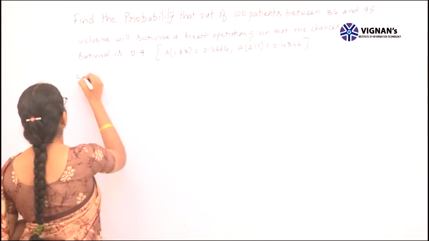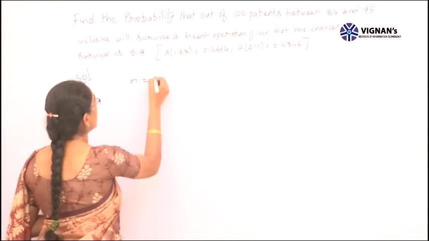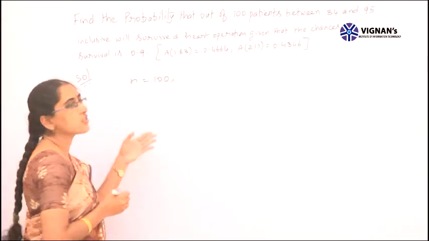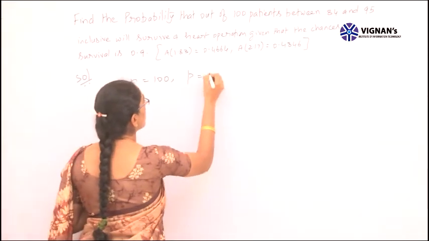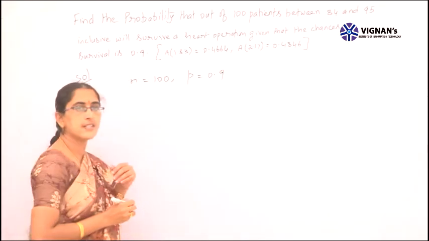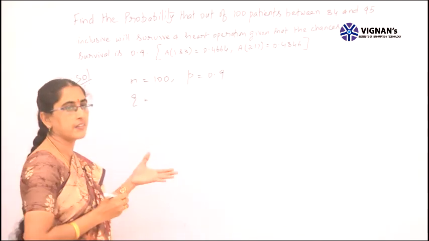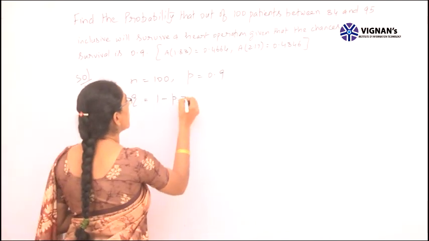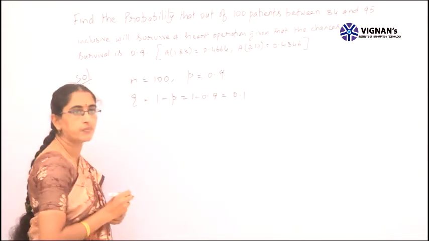So if you come to the solution here, the number of patients is 100, that means n equal to 100, and the chance of survival is 0.9. If P represents the probability of chance of survival, then it is 0.9. Then Q represents the probability of not surviving, so 1 minus P, that is 1 minus 0.9, is 0.1 here, right?